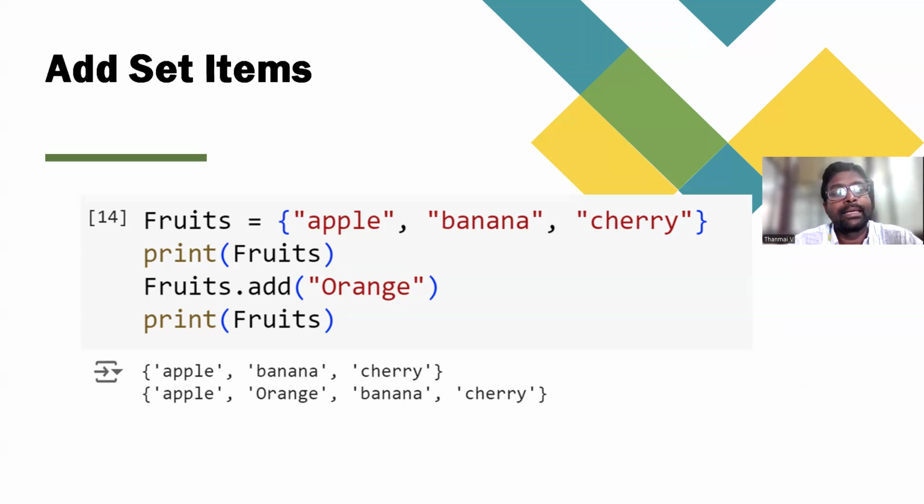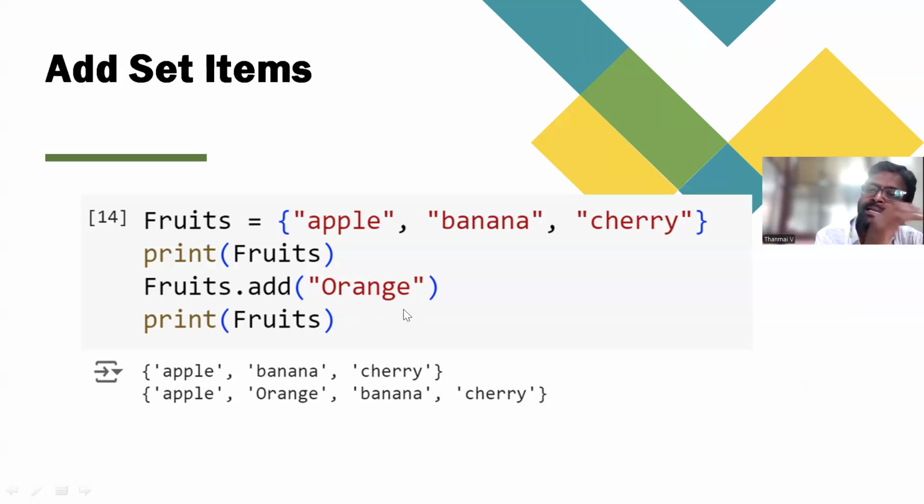So if you observe here, I have initialized a set with the name fruits, that's equal to apple, banana, cherry. So that is a set. Now, if you print the fruits set, it will print apple, banana, and cherry. Now, what I'm trying to do is add one more fruit name, called orange, into the set.